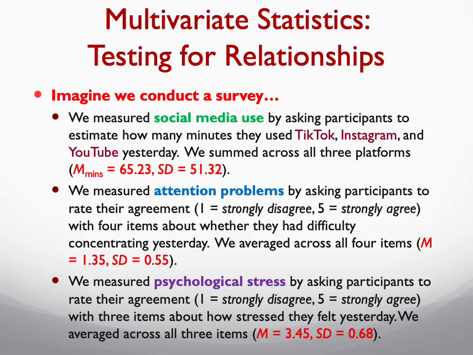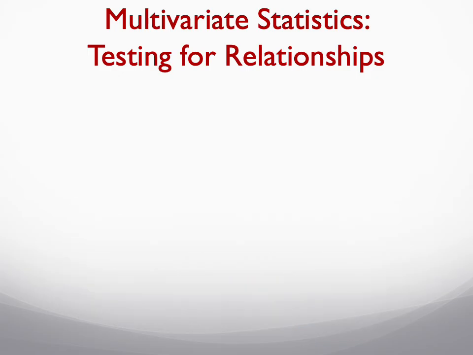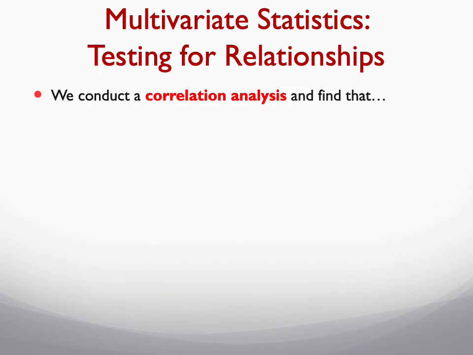Don't worry about what these numbers actually are. They're all made up. But just imagine we have now conducted this study, and we want to look at the relationship between social media use and attention problems, both the bivariate relationship and then also the multivariate relationship when we account for psychological stress. So let's imagine I have conducted this study 3 different times, measuring social media use, attention problems, and psychological stress with 3 different samples, maybe a sample of undergraduates, a sample of adults, and a sample of teenagers.